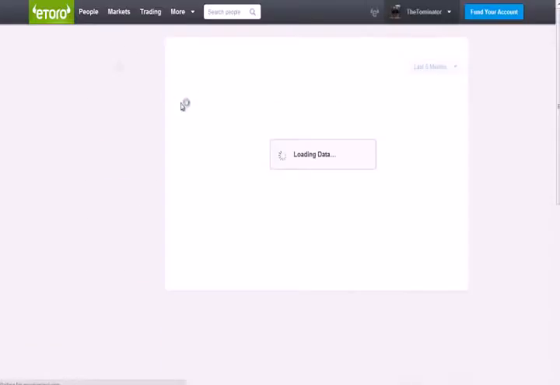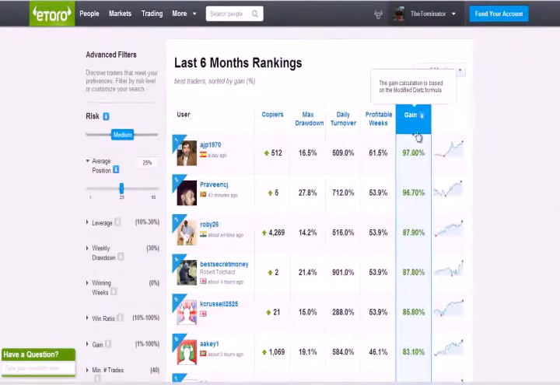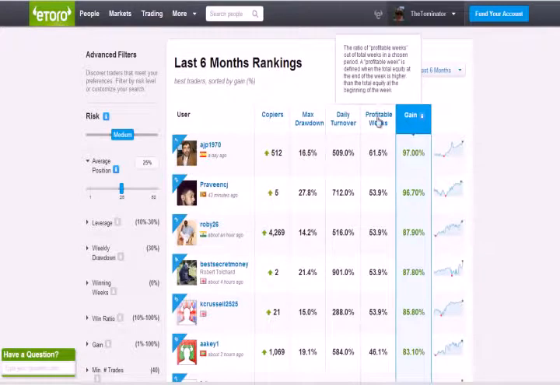By clicking on People, the last 6 months rankings will surface. Obviously, you can segment them to different time frames starting from the last month all through the last year, but you can also segment by the different parameters that we have. Percentage of gain shows us the returns this trader had compared to his initial starting equity, in this case 6 months ago. Profitable weeks stands for the ratio of profitable weeks out of total weeks in the chosen time period.